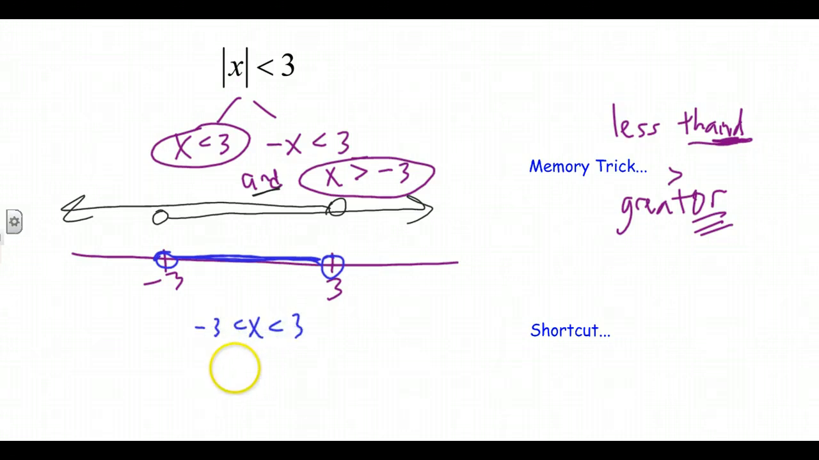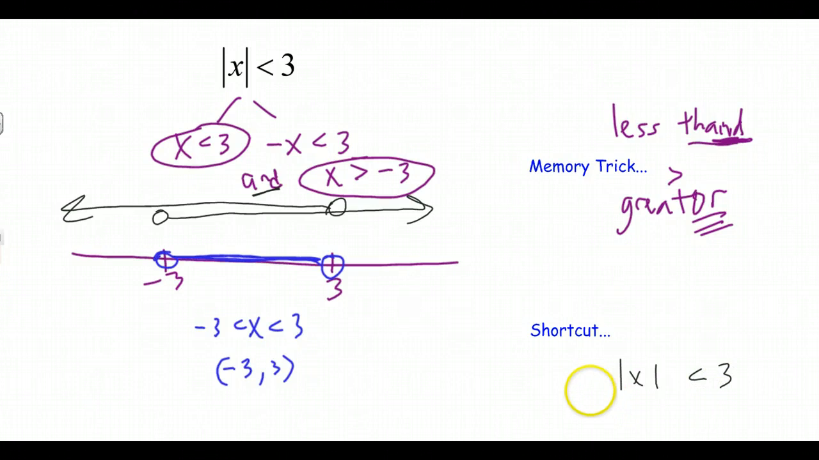I could say a lower bound of negative 3, comma, upper bound of 3, then both parentheses. That's interval notation if I prefer that. There is a shortcut to this. So the shortcut is look at the original problem. Okay, absolute value of x less than 3.